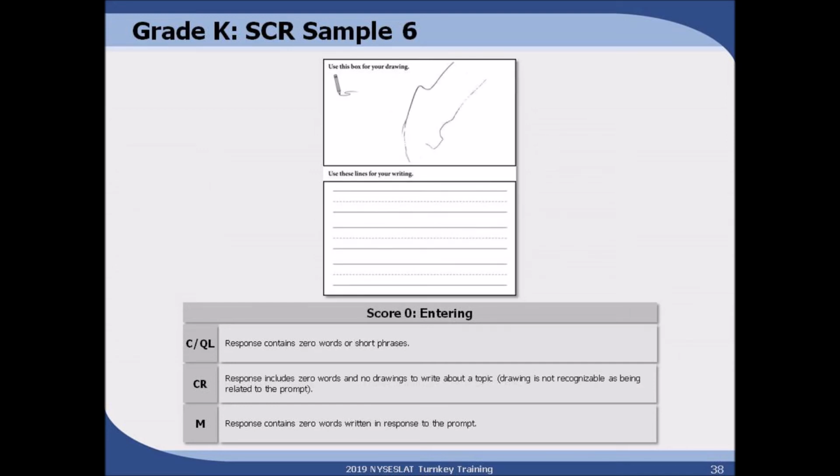Sample 6 is scored a 0, entering. The response contains 0 words or short phrases. The drawing is not recognizable as being related to the prompt.